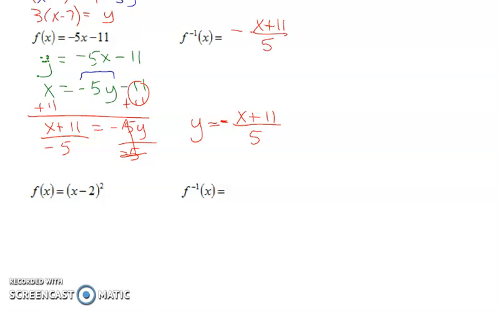Now in the last problem, we're going to replace the f of x with y. Second step is to switch the x and the y. And then we're going to solve for y. In this problem, we have a parenthesis and an exponent. So if we're reversing the order of operations, the exponent would get taken care of first.